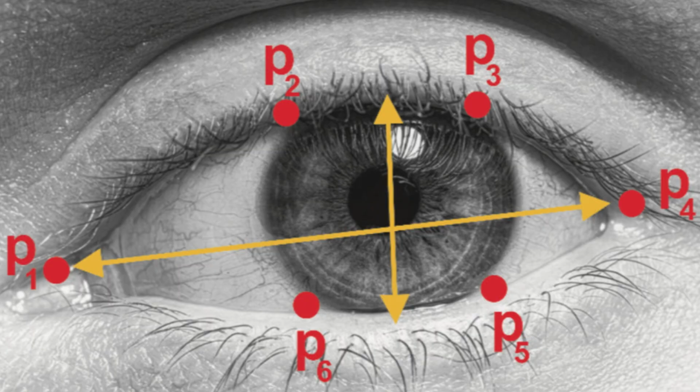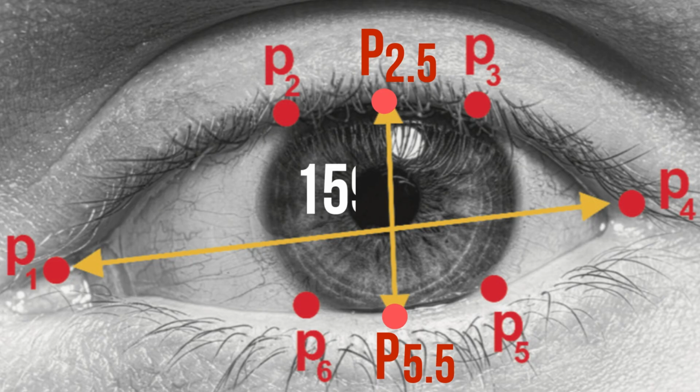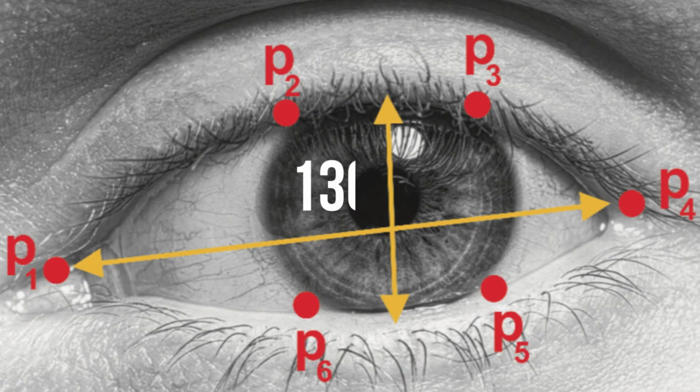And actually, the blinking tracking system was pretty straightforward. For it, I only needed one eye, so I've chosen the left one. And I needed to track the left and right corners of the eye, as well as the top and bottom centers of the eyelid. Looking at the picture, that would be P1, P4, P2.5, and P5.5. In MediaPipe, these landmarks are numbered 159, 23, 130, and 243.